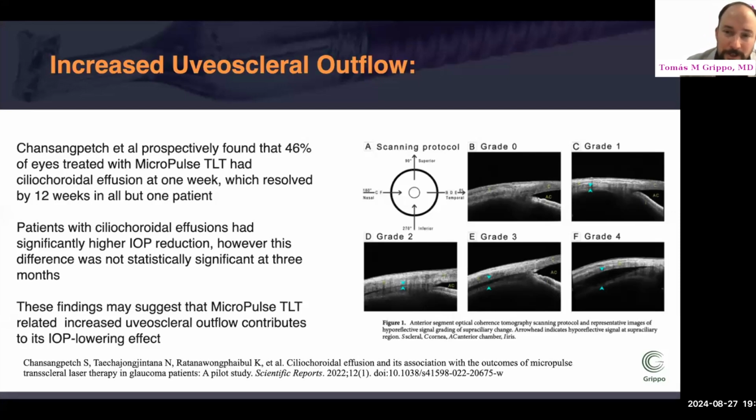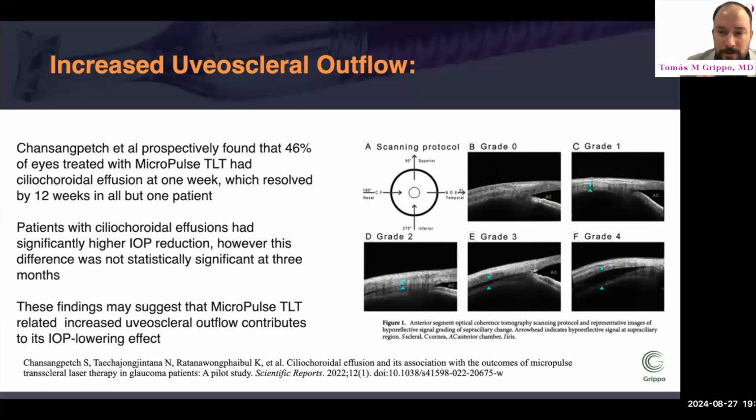He graded it from grade 0, grade 1, where it was like subtle changes, to a significant cerebrochoroidal effusion, as you can see in the grade 4 example. And there was a correlation between the magnitude of that cerebrochoroidal effusion and the pressure reduction. So the bigger the cerebrochoroidal effusion, the more of a pressure reduction you would get. Though after about, I think it was like 12 weeks, most of the effusions would resolve within 12 weeks.